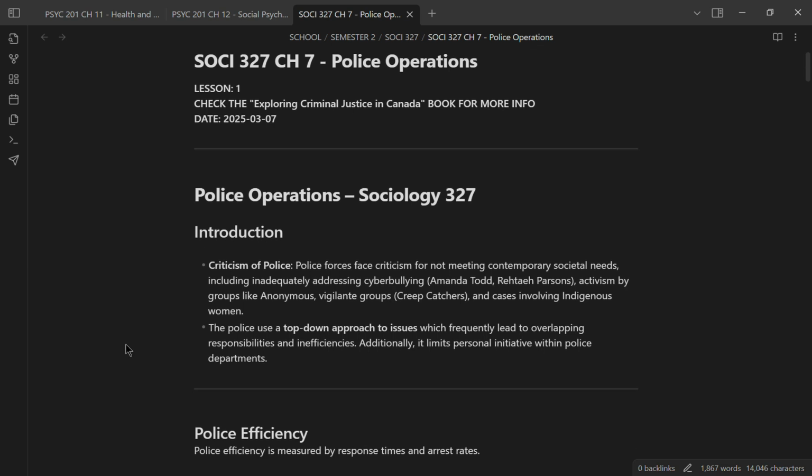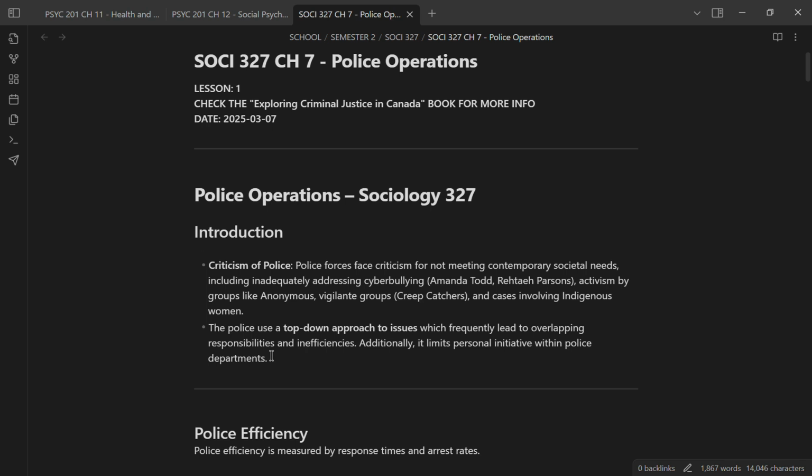Okay, so today we're going to be talking about police operations. Within that, we're going to be focusing a lot on different measurements of policing styles, patrol styles, and police efficiency. So, to start, police use a top-down approach.